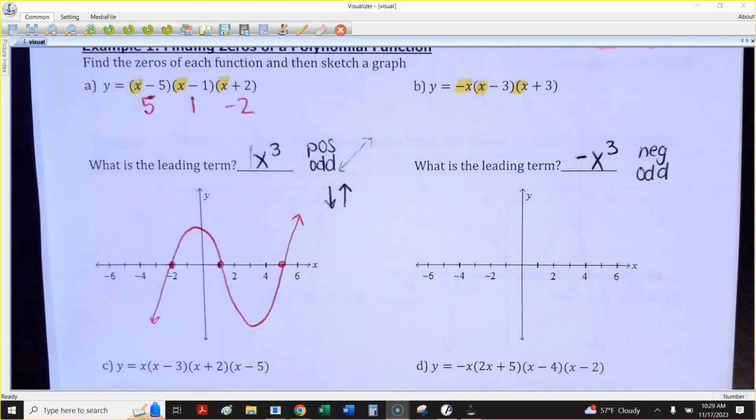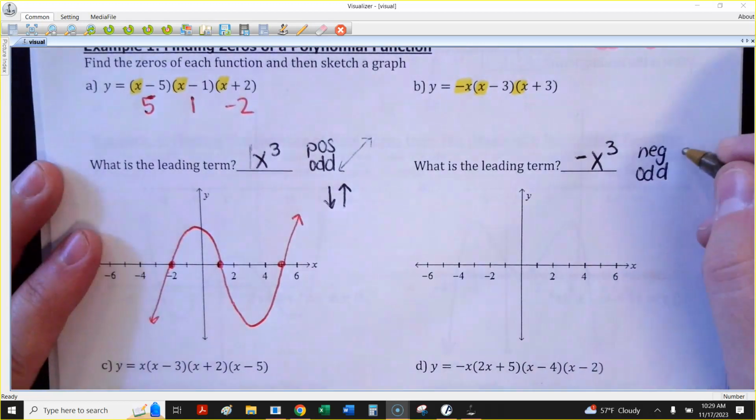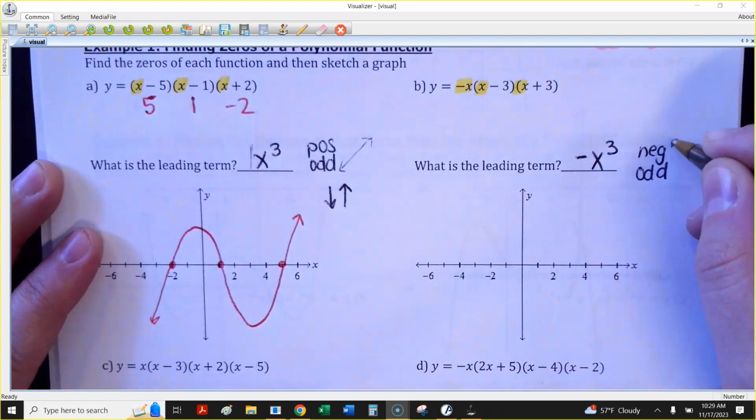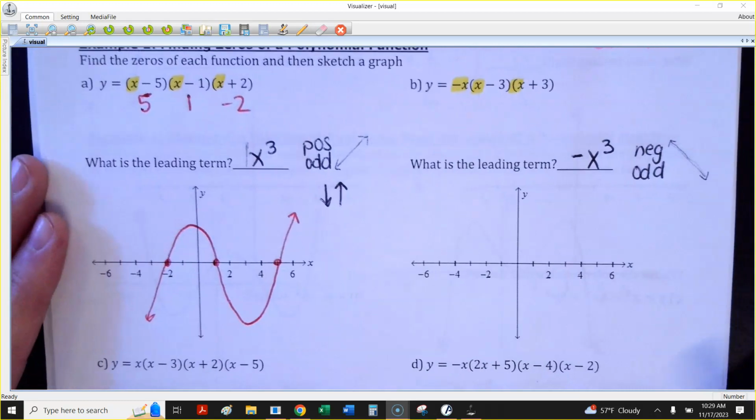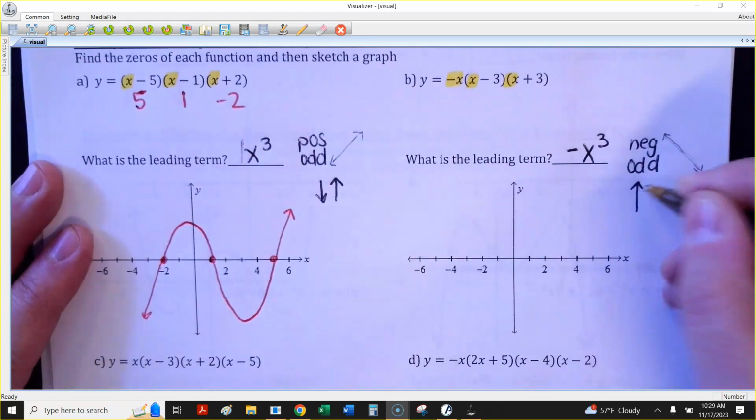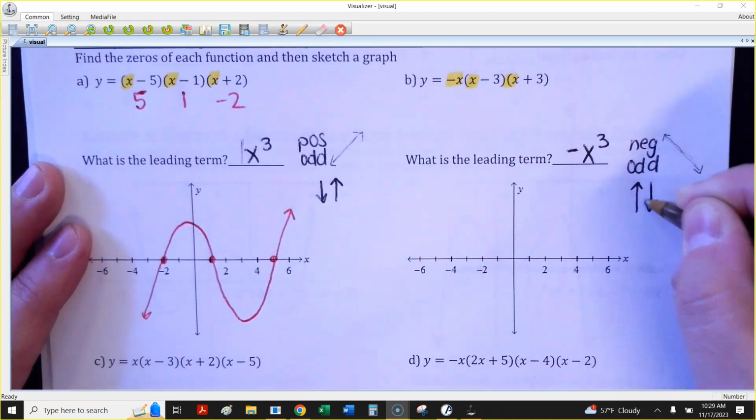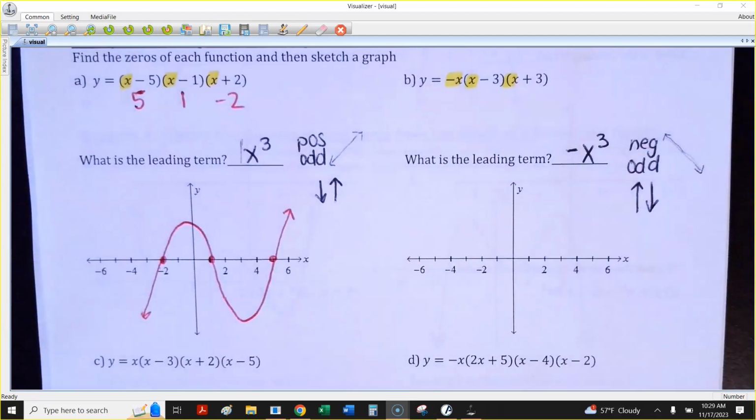Okay, now for my end behavior, odd always goes opposite directions. If it's negative and odd, it's going to mimic the slope of a line that's got a negative slope. So it should go up at the beginning and down at the end. It's going to be the opposite of what we just did.